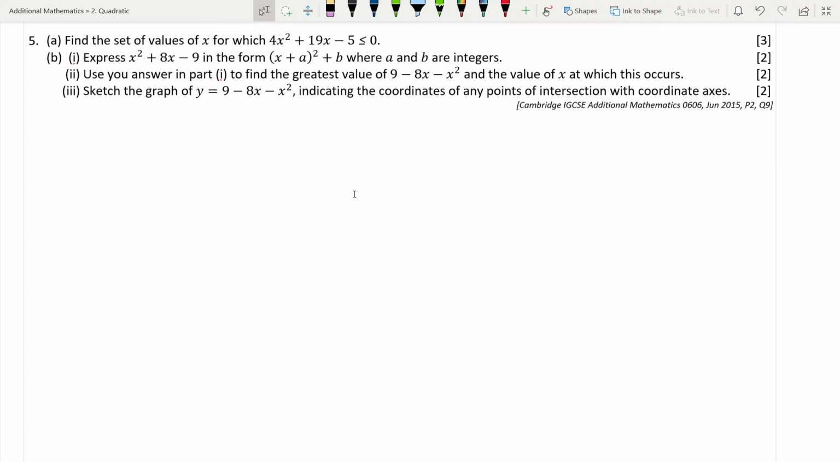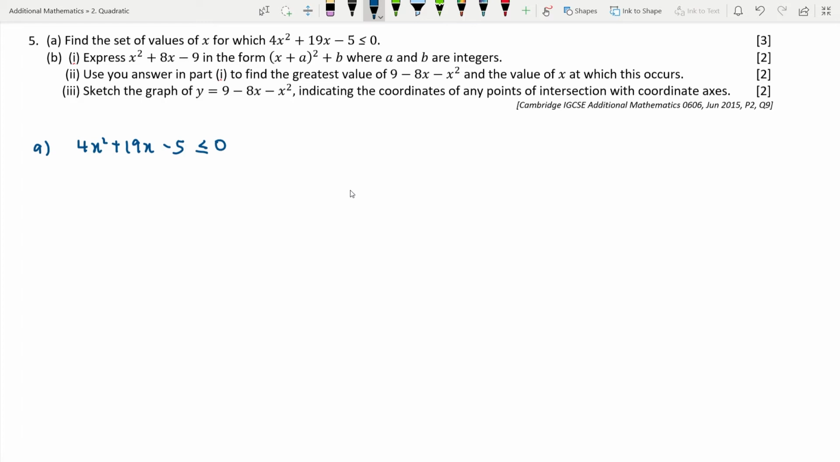Question 5. This question is taken from Cambridge IGCSE Additional Mathematics, June 2015, Paper 2, Question 9. A. Find the set of values of x for which 4x squared plus 19x minus 5 is less than or equal to 0. We have an inequality, 4x squared plus 19x minus 5 is less than or equal to 0, and we are asked to find the range of values of x where this happens.